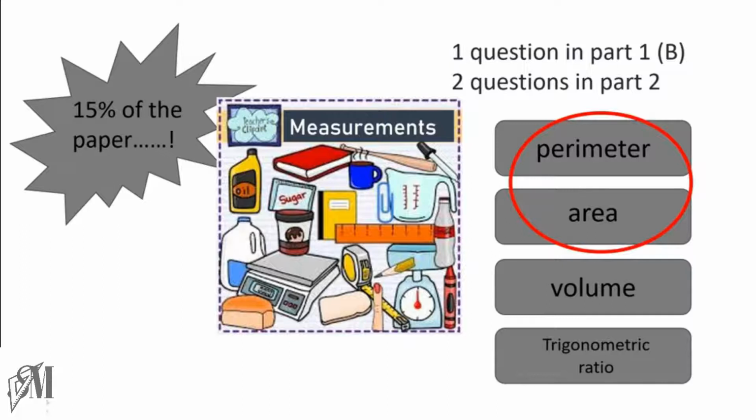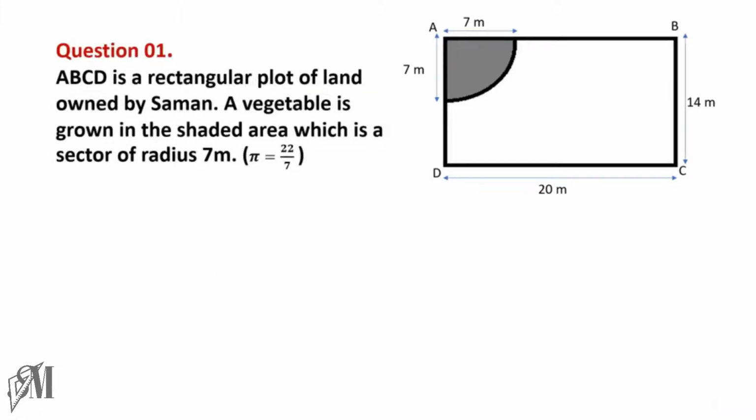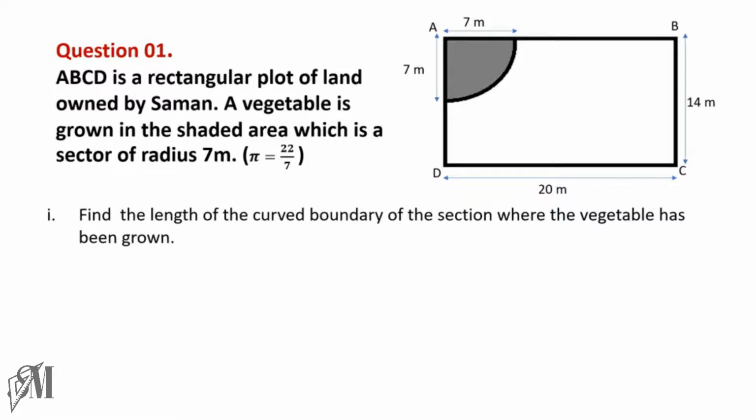So let's get started. The first question says ABCD is a rectangular plot of land owned by someone. A vegetable is grown in the shaded area which is a sector of radius 7 meters. So the first part of the question asks us to find the curved boundary of the section where the vegetable has been grown. To find the curved boundary of a sector, we should apply the equation: circumference equals theta over 360 degrees into 2 pi r.